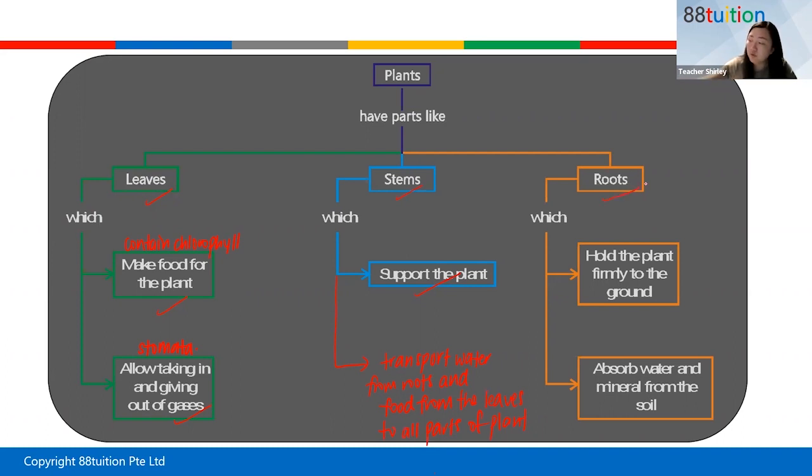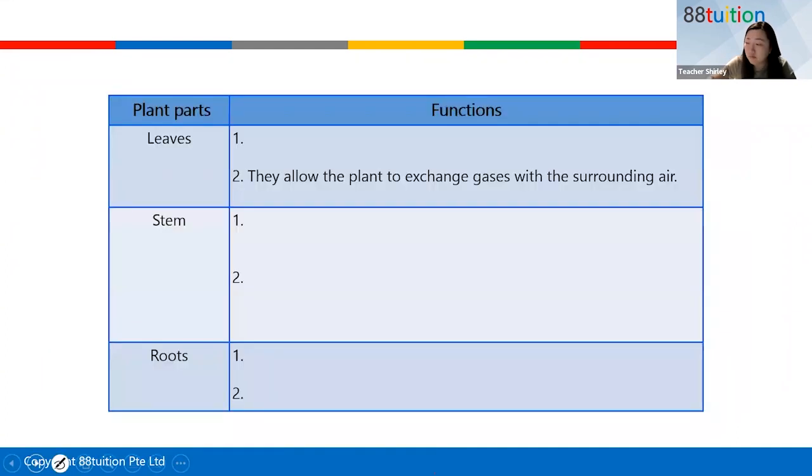And the last one will be roots. The main function is to hold the plant firmly to the ground and also to absorb water and mineral salts from the soil. And of course, it will then be transported to the plant using the stem.